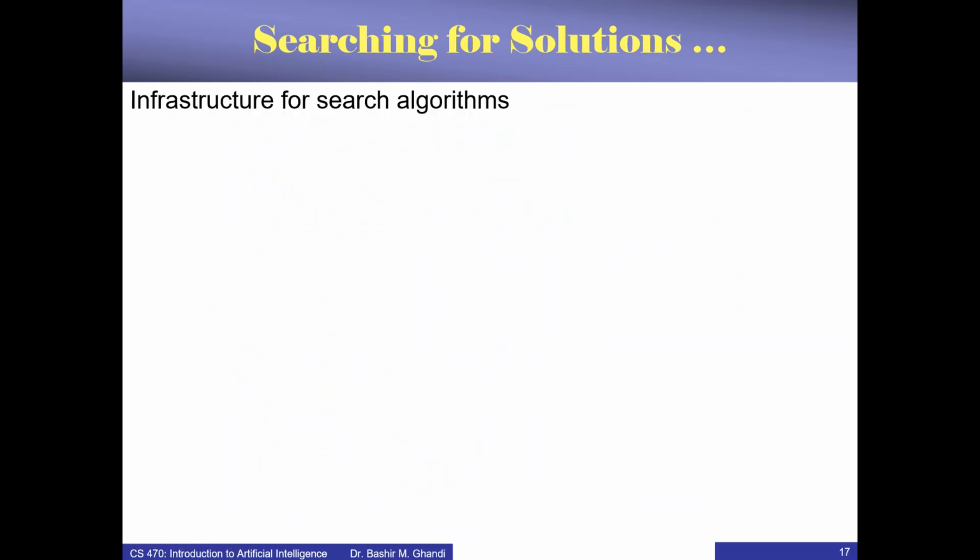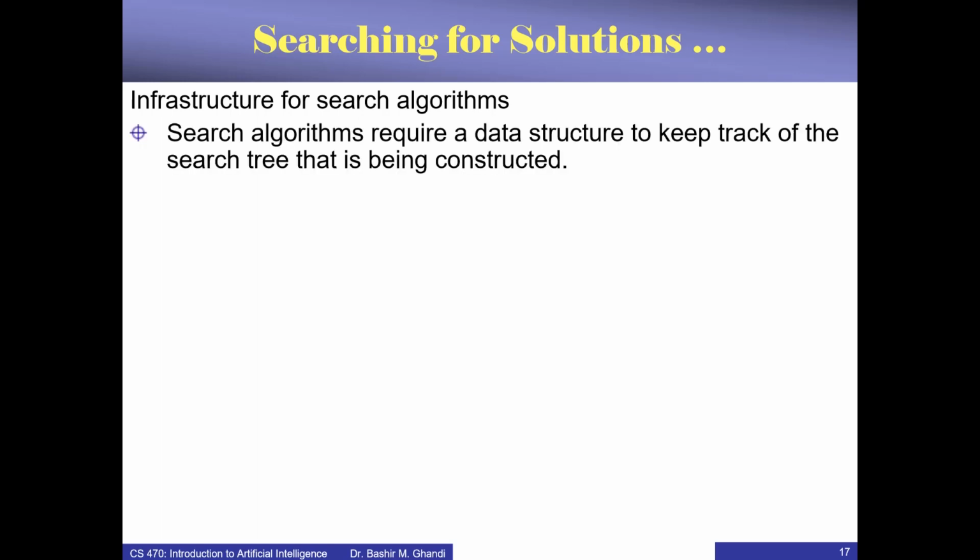Now, another thing we need before we start looking at the strategies is the infrastructure for the search algorithm. I showed you, for example, that once we reach a node which is the goal state, then we can generate the solution by tracing back from this goal to the initial state. Well, to be able to do this, we need to keep some information within the nodes themselves. So we need a data structure that can maintain the information that allows us to do this tracing back.